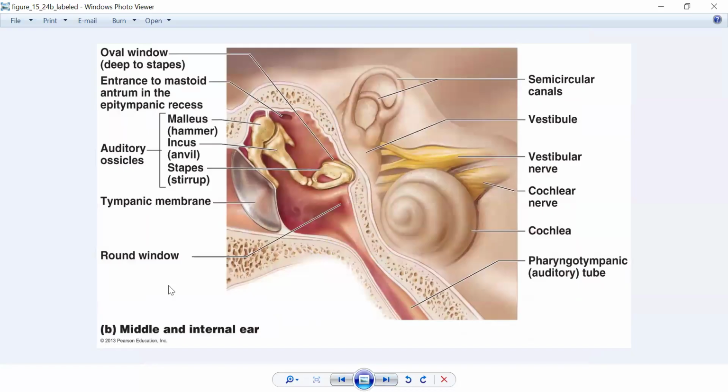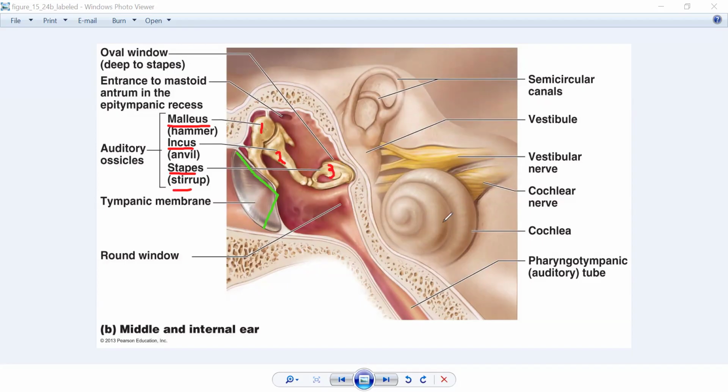Oh, much better picture here. So here we've got the tympanic membrane, which you commonly know as your eardrum. Here you've got the ossicles. The first ossicle's name is malleus, which means hammer. The second ossicle's name is incus, which means anvil. And the third ossicle's name is stapes, which means the stirrup.